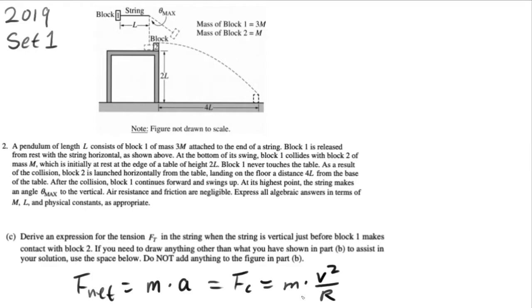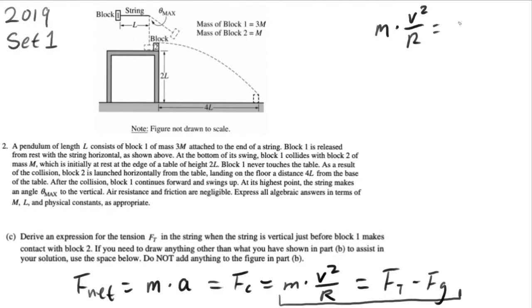So we also know the net force has two components, gravity and tension. So it also equals the tension force minus the gravitational force. So we know that the gravitational force of block 1 is mass times gravity. So we can rewrite this equation to mass times velocity squared over r equals the tension force minus mass times gravity. For velocity, we can use our answer from part A.